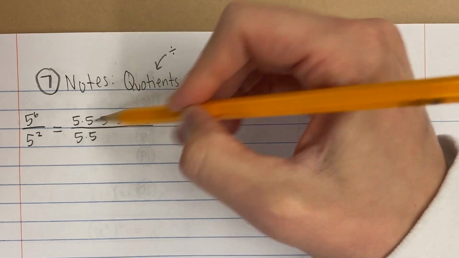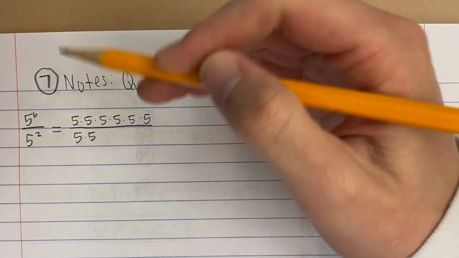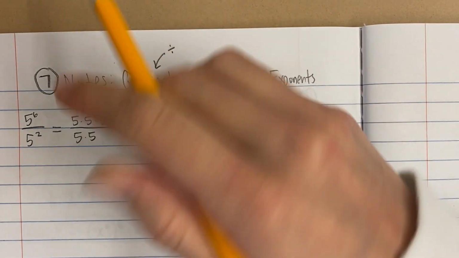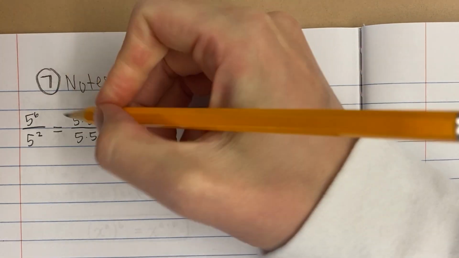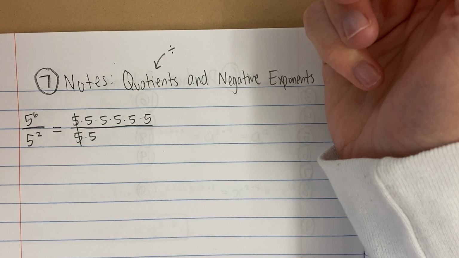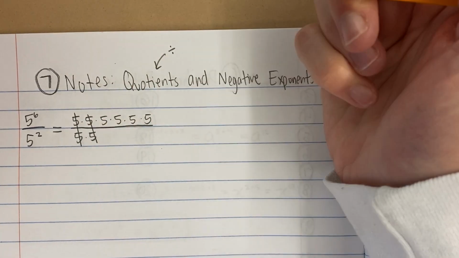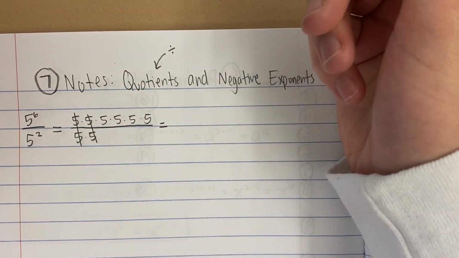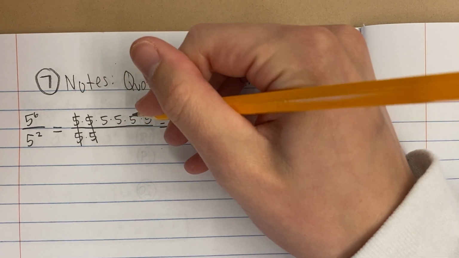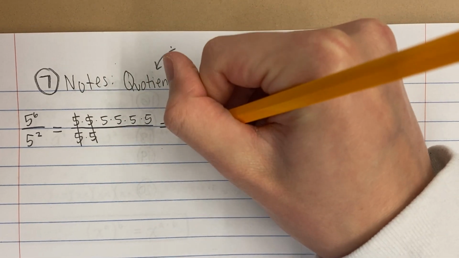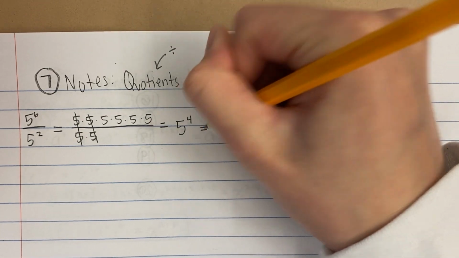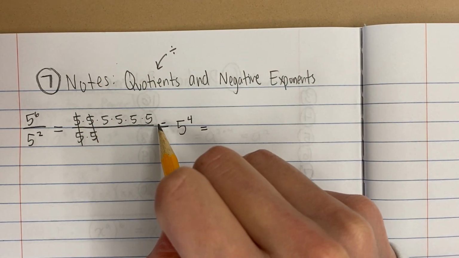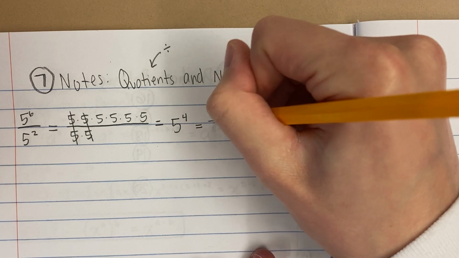I could actually do the math if I wanted, but I don't need to. Look, this 5 over 5, 5 divided by 5, that's 1. That cancels. So what am I left with? I'm left with 5 times 5 times 5 times 5, which is 5 to the 4th power. And maybe you could observe that I had 6 5s on top, and I took away the 2 5s on the bottom.